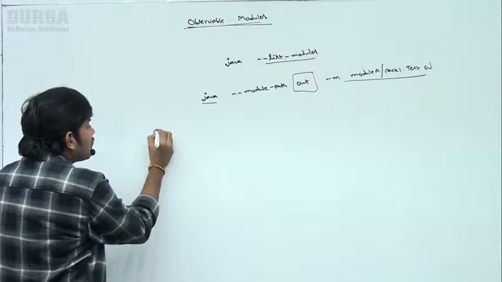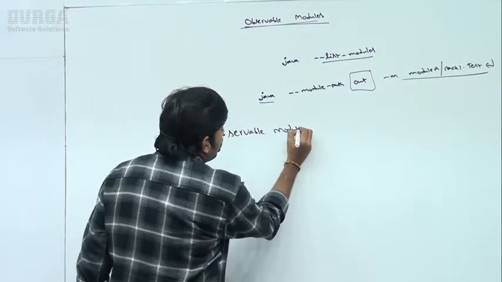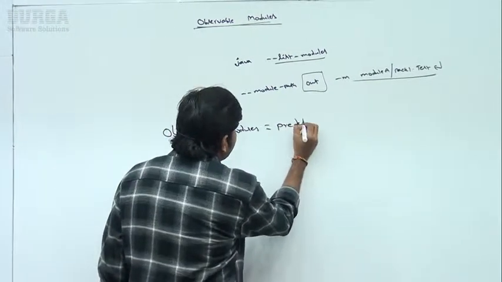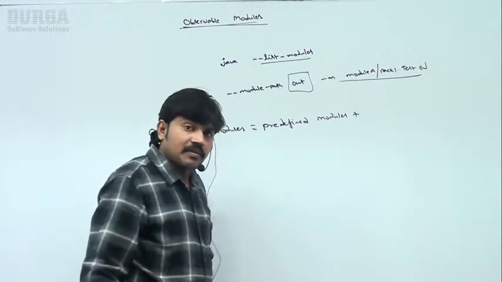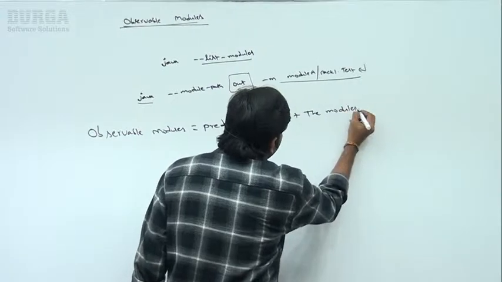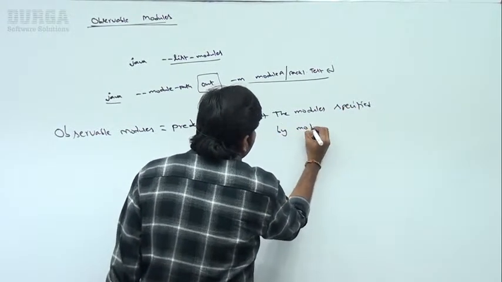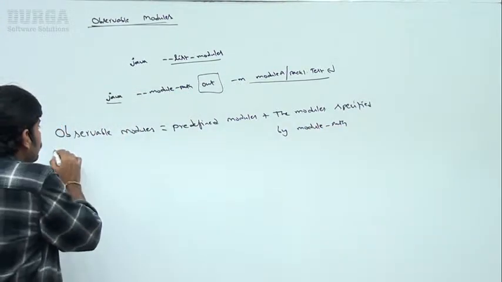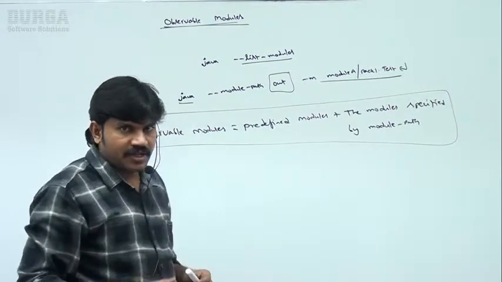So what are observable modules? Remember, observable modules are nothing but predefined modules plus the modules specified by module path. These total things are by default considered as observable modules. Everyone can understand, right?